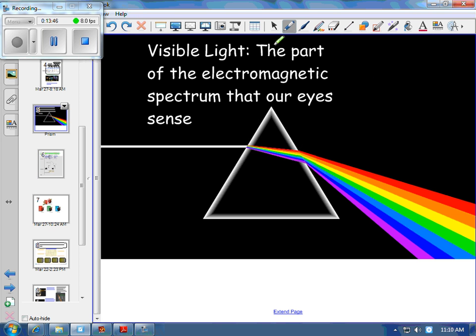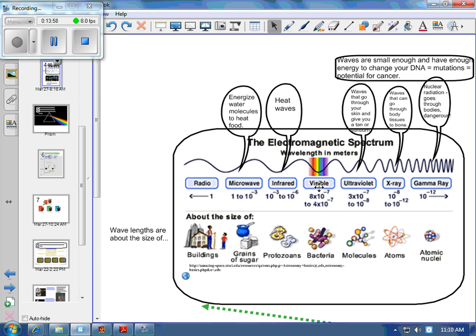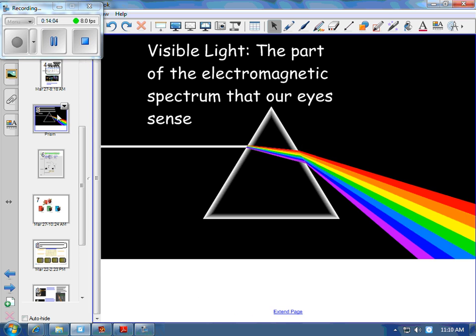Now going back to visible light. Visible light is the part of the electromagnetic spectrum that our eyes can sense. So again, going back to the electromagnetic spectrum, visible light's right in the middle. That's the only part that our eyes can actually see.